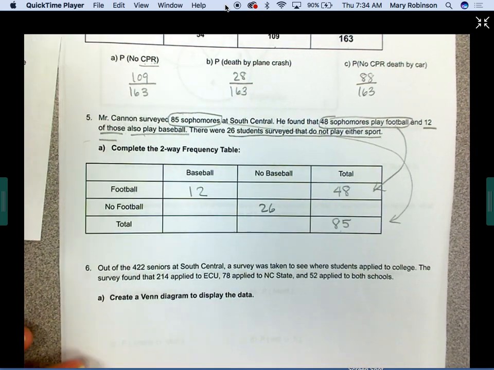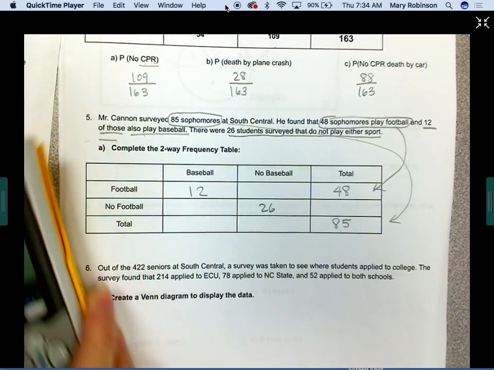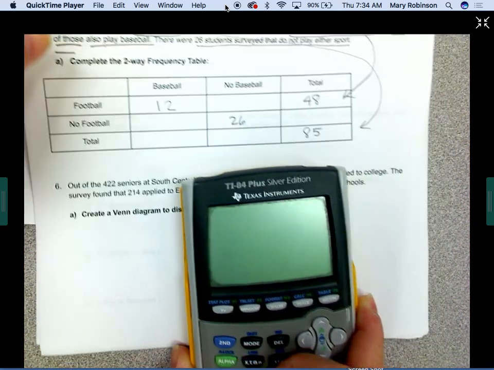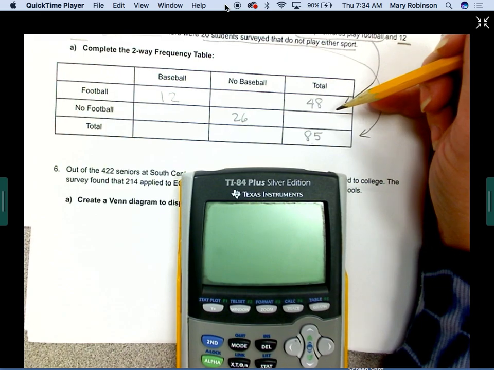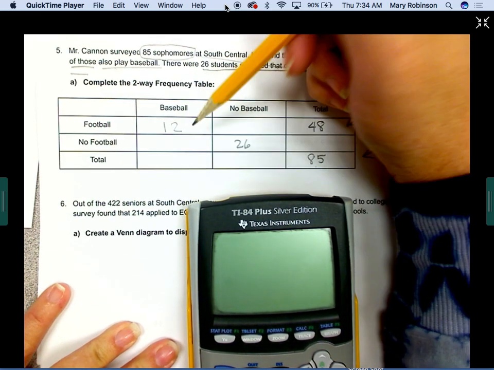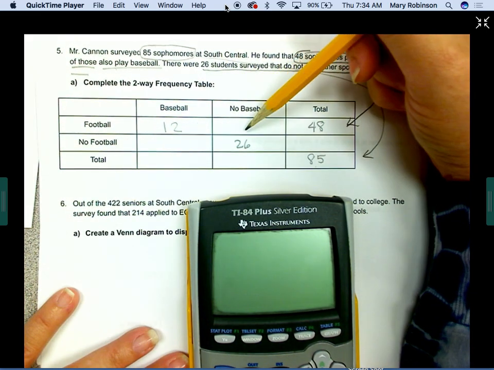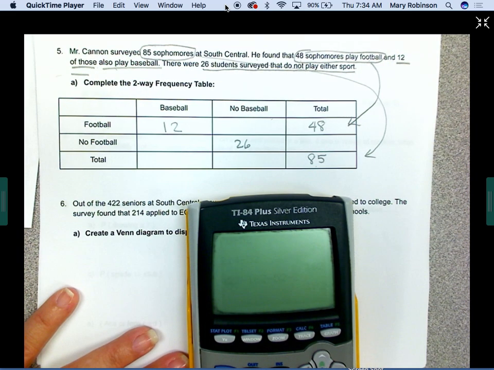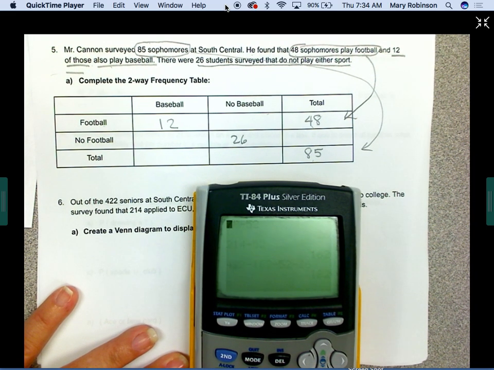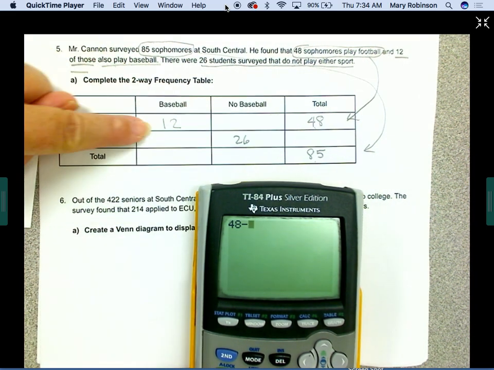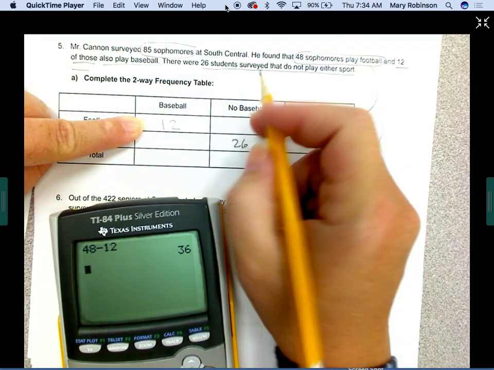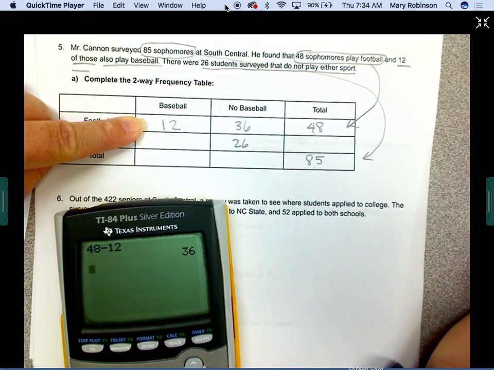It is now your job to complete the rest of the table. We are going to use deductive reasoning, meaning if we know a total is 48, and I know one part of that 48 is 12, to find the remaining amount I would need to subtract. So for any totals given, we take the total and subtract out the value we know. So 48 subtract 12 is 36, and I'm going to fill that in here.